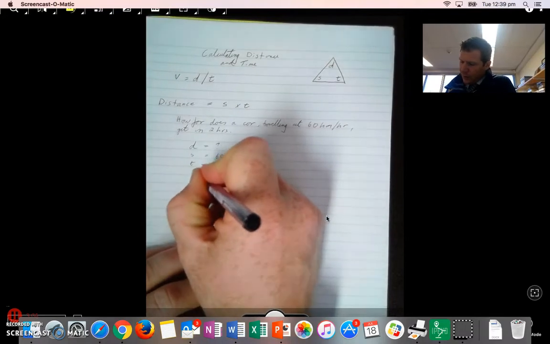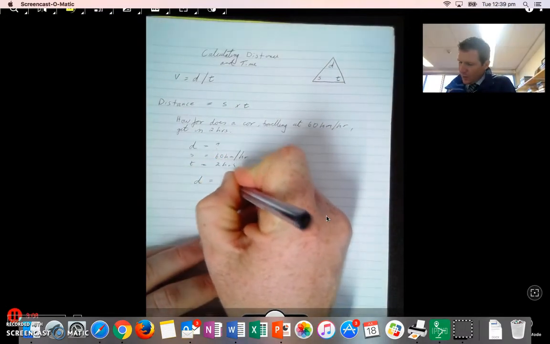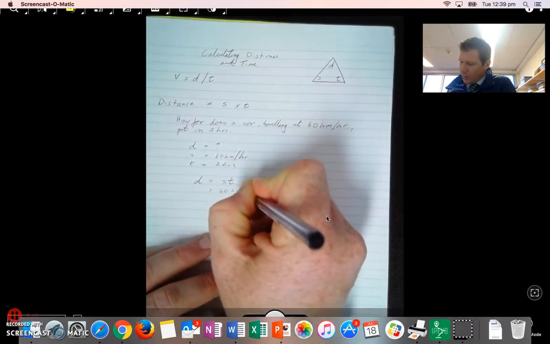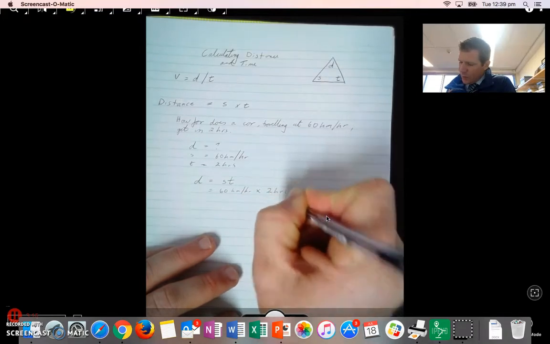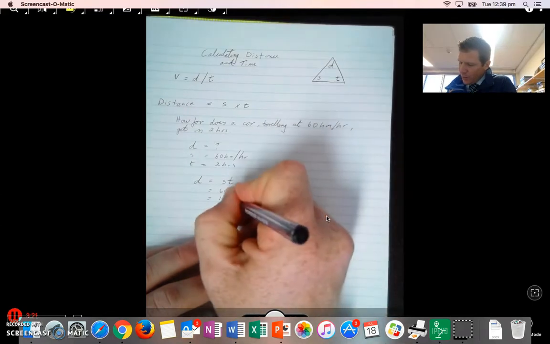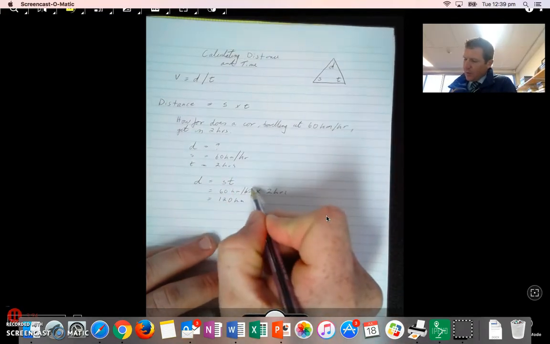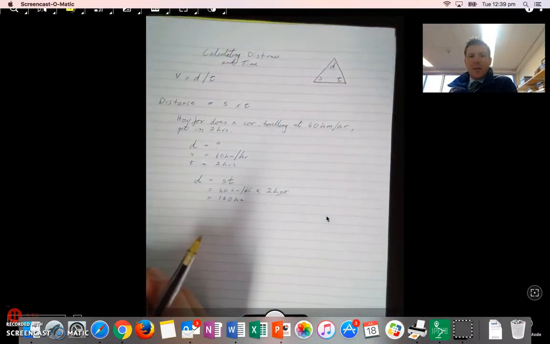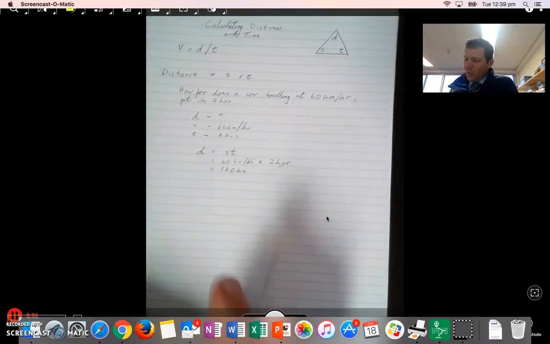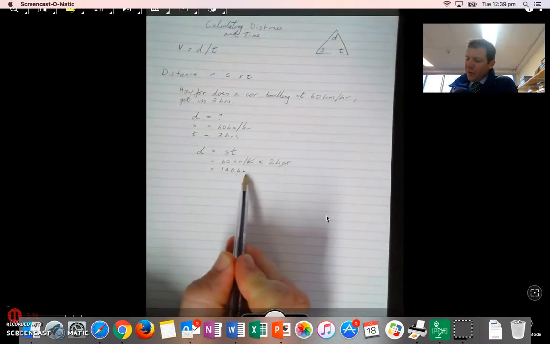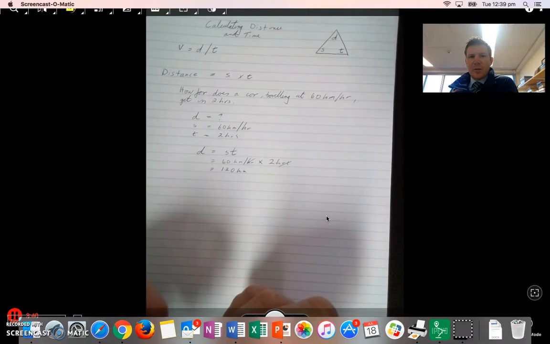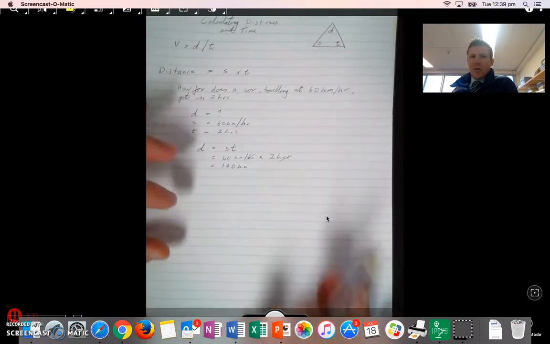So D equals ST, which equals 60 kilometers per hour times 2 hours. 60 times 2 is 120 kilometers. Cancel that, cancel that. Okay, so in 2 hours at 60 kilometers an hour, I've travelled 120 kilometers. Now, you'll notice I've written it in units. The fact that we've got kilometers per hour and hours, I'm driving in a car, it makes sense to answer in kilometers.